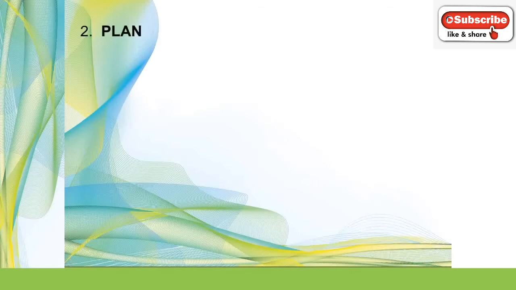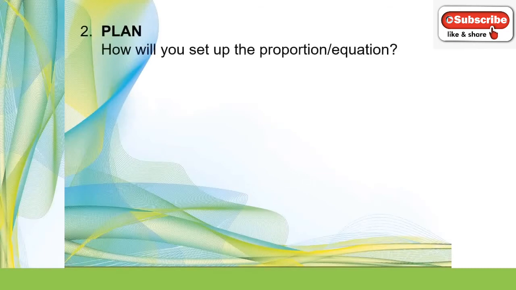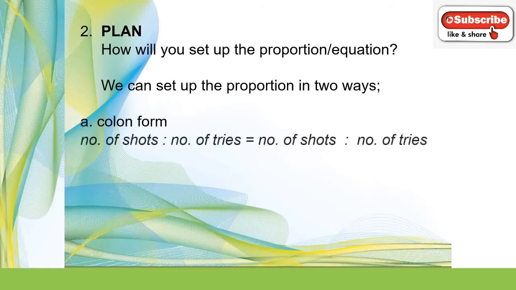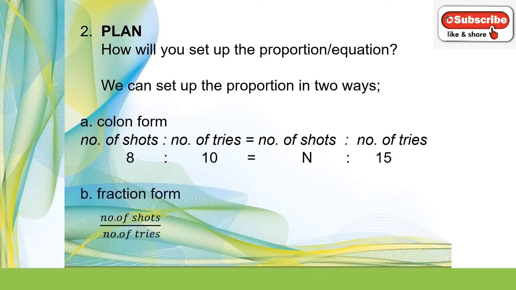The next step is to make a plan. Your plan includes how you will set up the proportion or the equation. We can set up the proportion in two ways. In column form, the order of the terms should be number of shots is to the number of tries equal to the number of shots is to the number of tries. So our equation is 8 is to 10 as n is to 15. In fraction form, we have number of shots over the number of tries equal to the number of shots over the number of tries. So we can write it now, 8 over 10 equals n over 15.